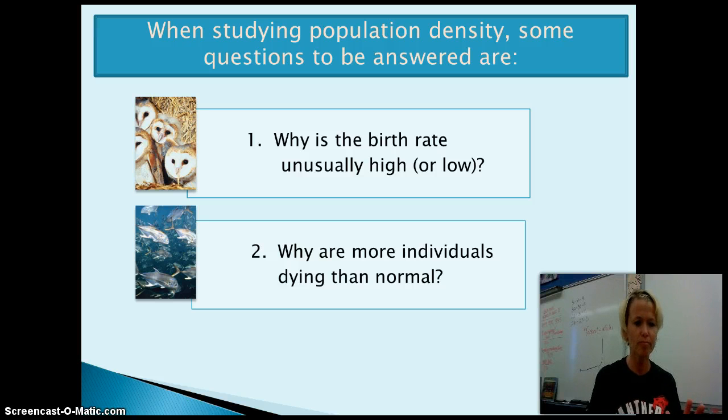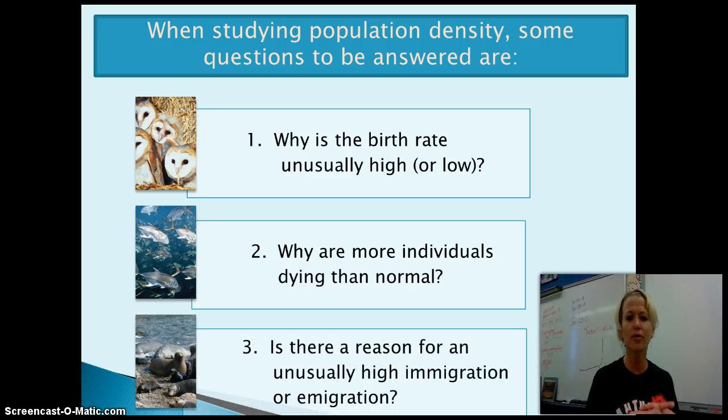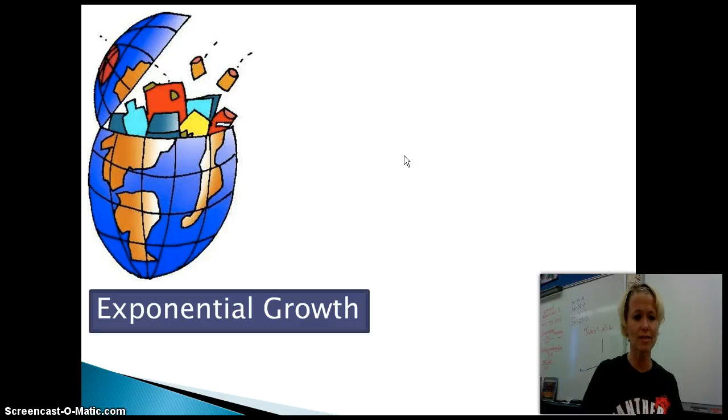And then another question is, is there a reason for unusually high immigration or emigration? Are they all trying to get away from something? Or are they all in search of something? So we want to figure out why populations are doing these things, or why this is happening in a population.